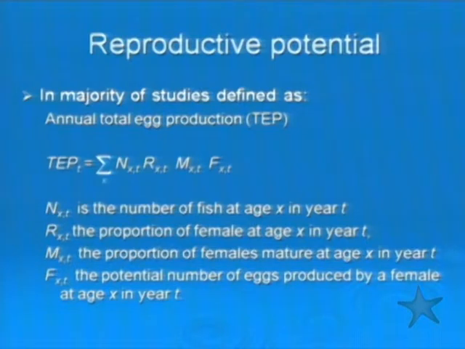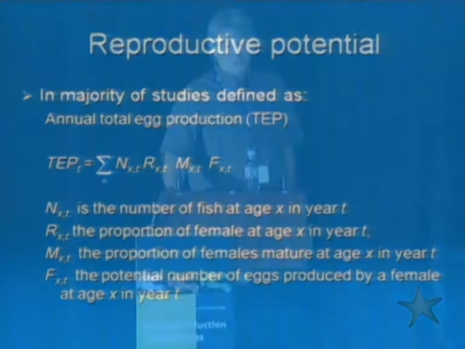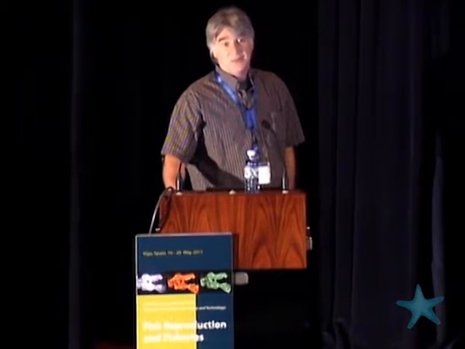Based on that, the major parameters that will affect total egg production are the number of fish at age, the proportion of females, the proportion of females that are mature at age, and also the potential number of eggs that are produced by a female at each age. Growth will also be very important because growth rate will influence the size at age, and everybody knows that size is really important in determining the fecundity.